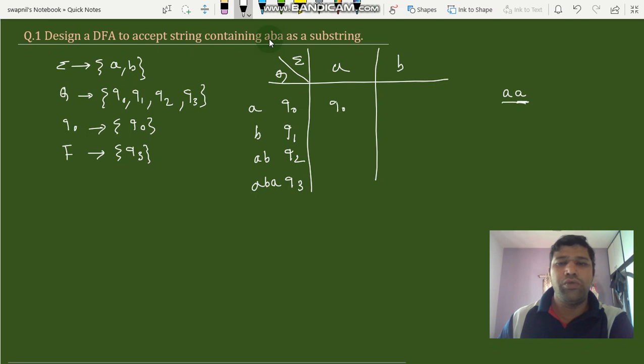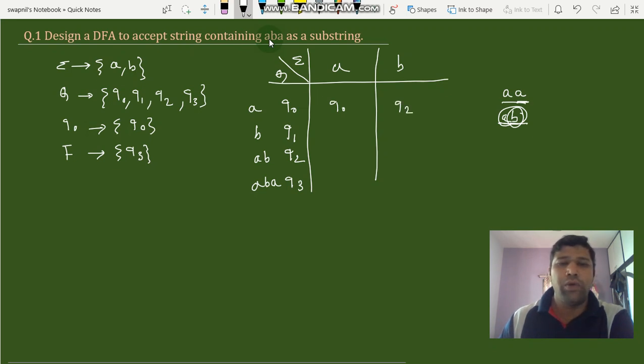Then Q0 with B. Q0 is A and we get input B, so it becomes AB. We'll check from the last position. For B we have a state, that is Q1. For AB we have a state, that is Q2. So we get the state Q2.